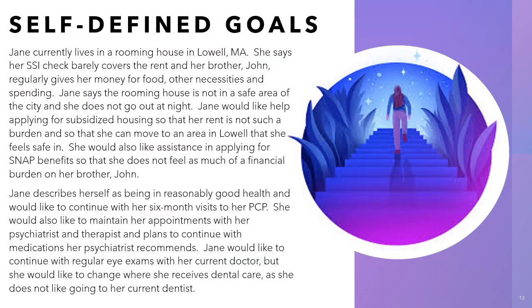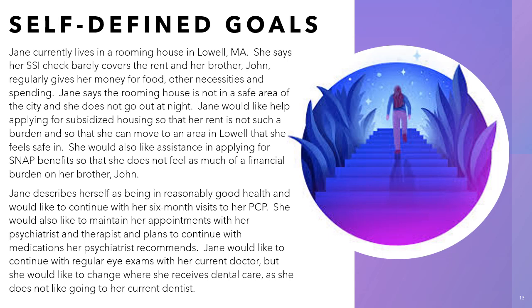Self-defined goals. Identify goals and preferences expressed by the individual, legally authorized representative, and/or family if applicable. Briefly describe how DMH can be most helpful in obtaining these goals and whether the person feels hopeful about achieving his or her goals. Jane currently lives in a rooming house in Lowell, Mass.